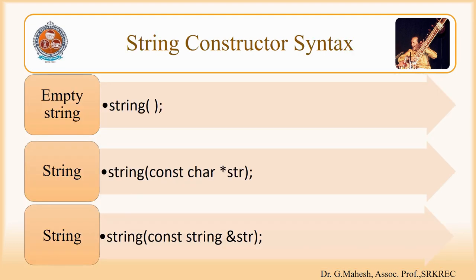Now let us see what are the different string constructors in C++. First constructor is used to create an empty string in C++. And let us see the second constructor, which constructs a string based on a series of characters ending with a null character. The third constructor also creates a string object based on another string object.